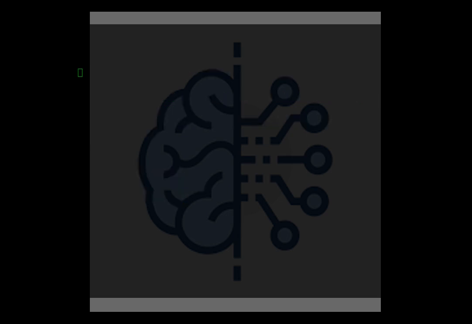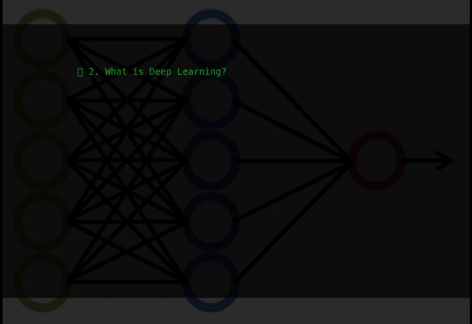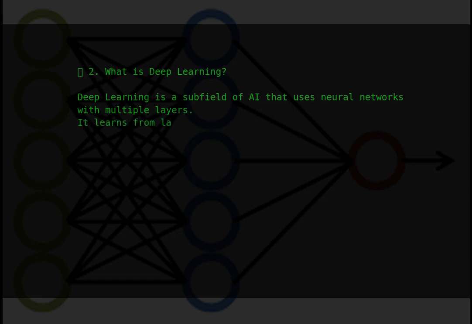Moving to Section 2, we explore deep learning, a powerful branch of AI that uses multi-layered neural networks. With the help of frameworks like TensorFlow and PyTorch, deep learning models can analyze complex data patterns and make accurate predictions.